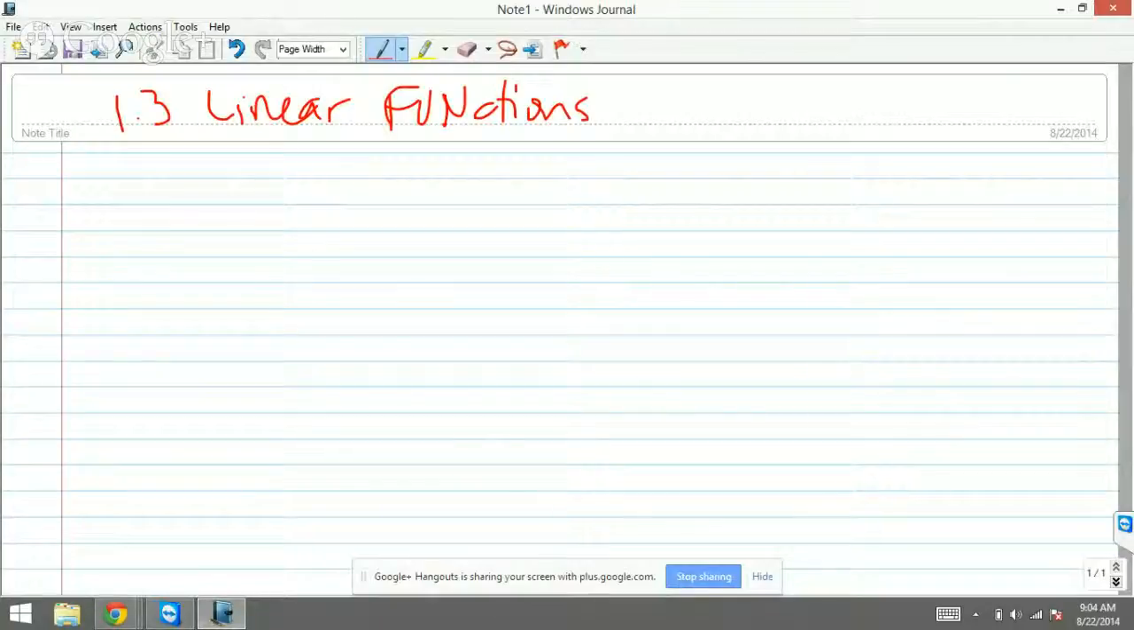Okay, so let's try to make this brief. You guys can have homework time, right? Linear functions. I know I've pounded this down your throat, so it should be second nature by now.